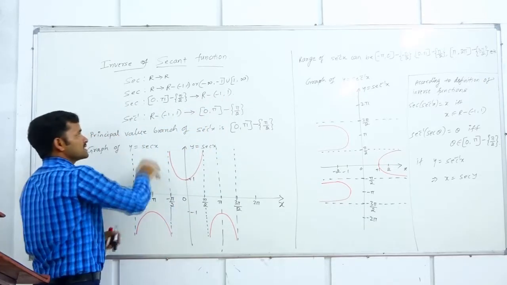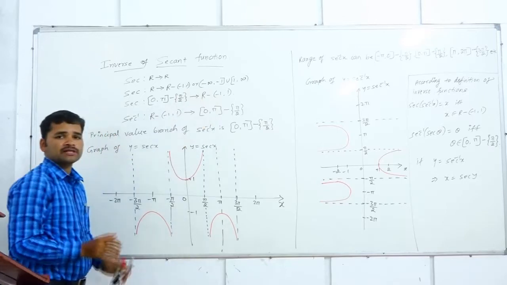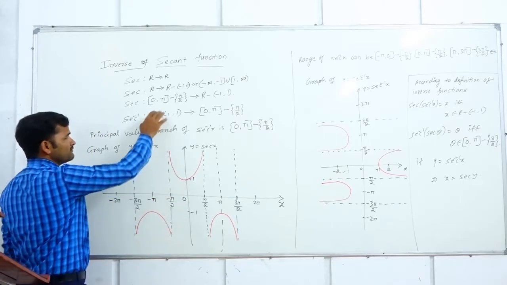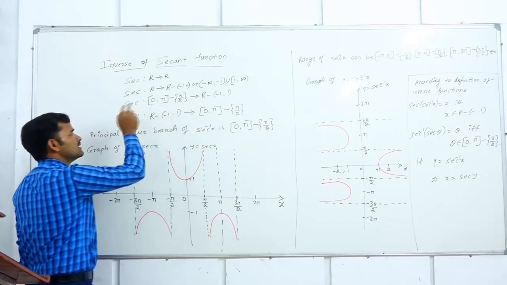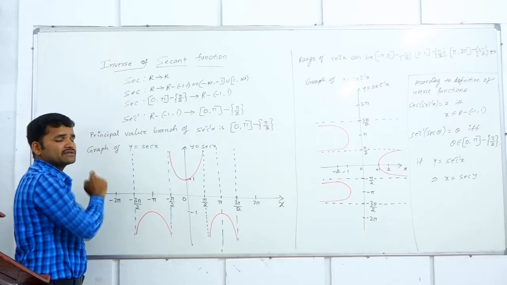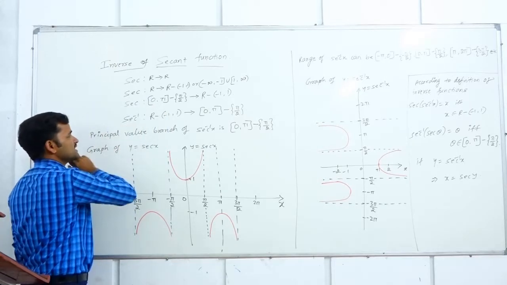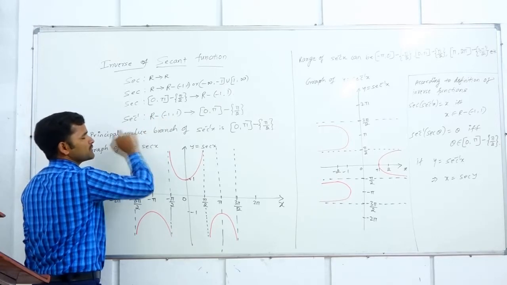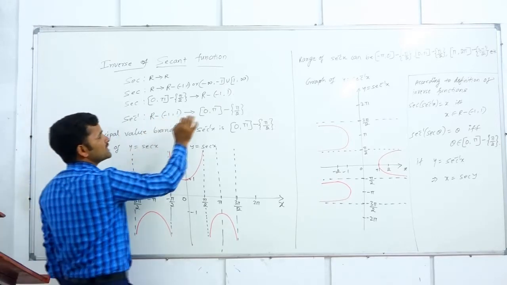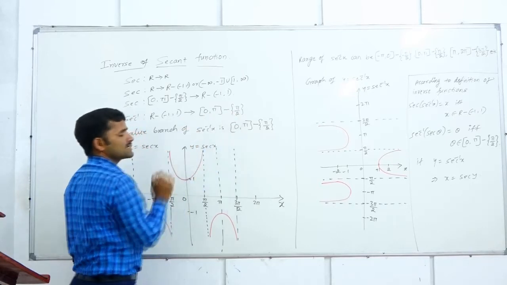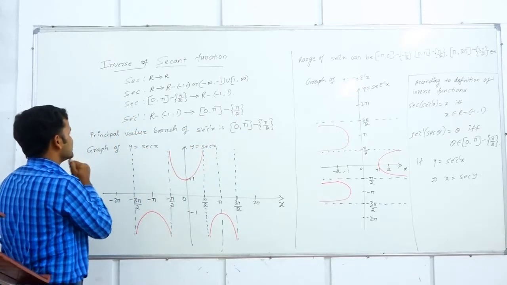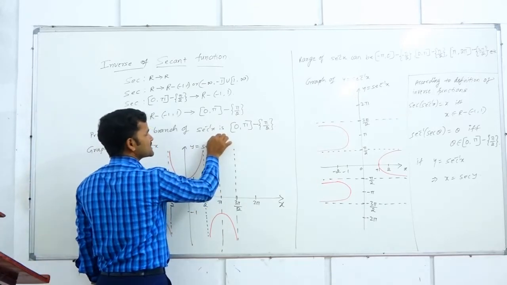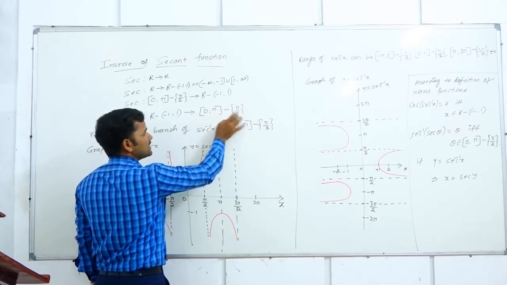With this domain and codomain, the given function becomes 1-1 and onto. Okay. If the given function is 1-1 and onto, according to the definition, its inverse exists. Inverse is written as secant inverse. Secant inverse has the domain of all the real values except -1 to +1, and its range is closed interval 0 to pi except pi by 2. Okay, this is about secant inverse. The principal value branch of secant inverse of x will be closed interval 0 to pi except pi by 2.